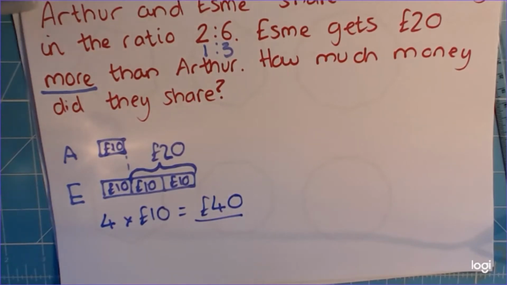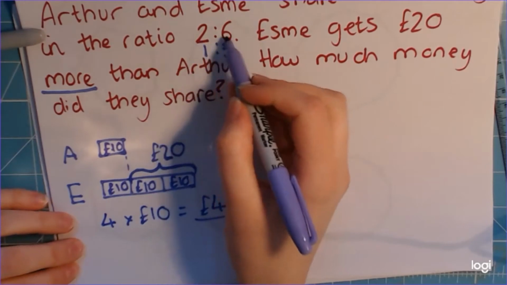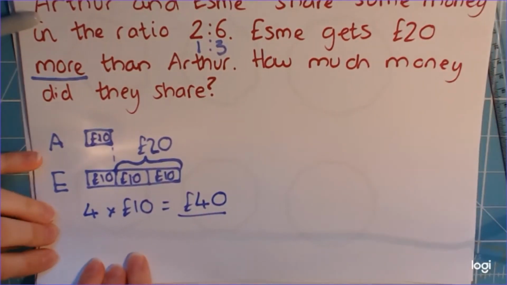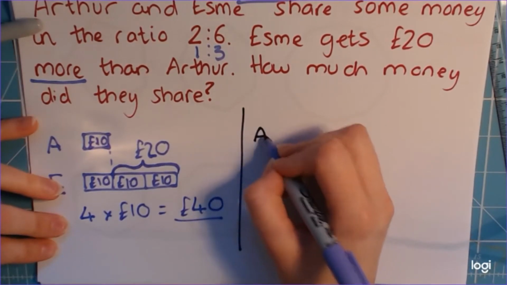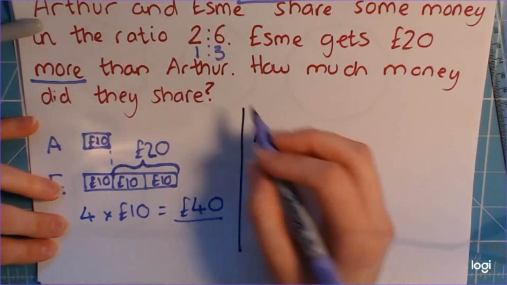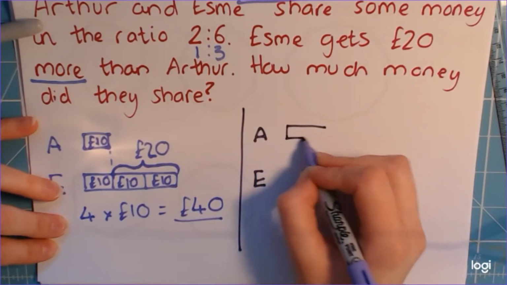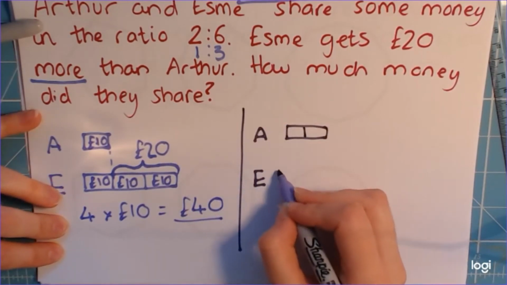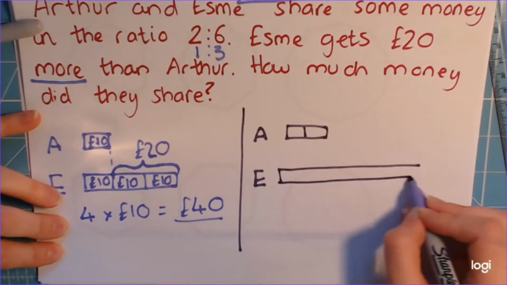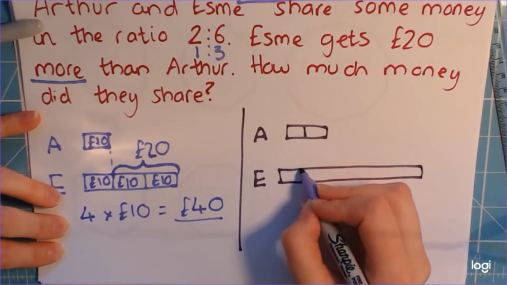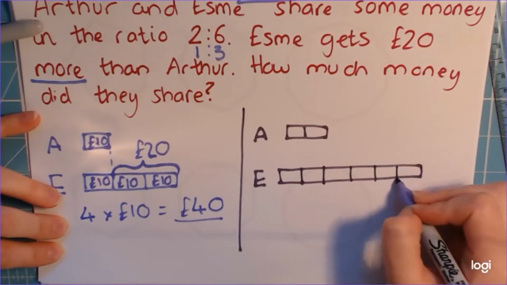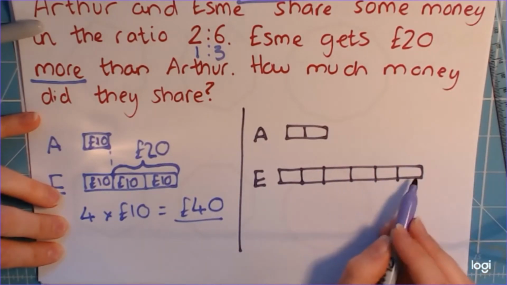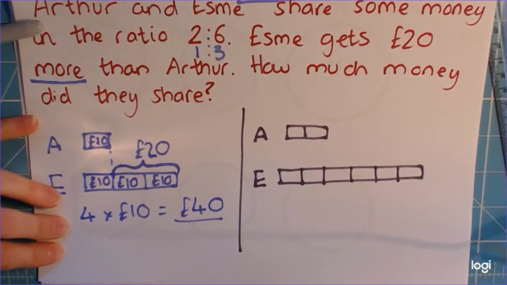Now let me grab a different colour. Let's use a purple one. I'm just going to show you with the 2 to 6, so you can see that you will have got the same answer. So pop a line down here. We've got Arthur and Esme, and this time we're going to give Arthur 2 little boxes, and Esme is going to get 6. So I'm going to line them up nicely. 1, 2, 3, 4, 5, 6. 1, 2, 3, 4, 5, 6 for Esme, and we know Esme's getting £20 more.